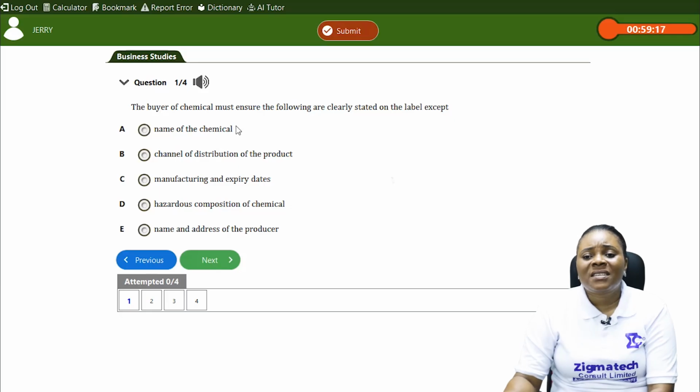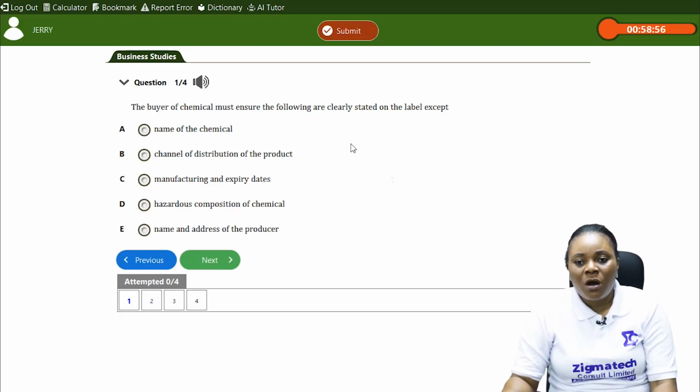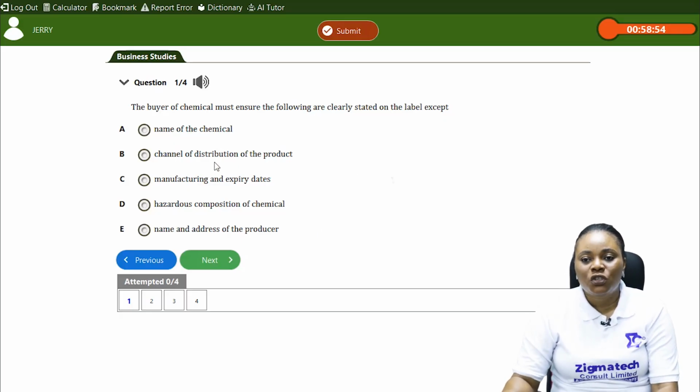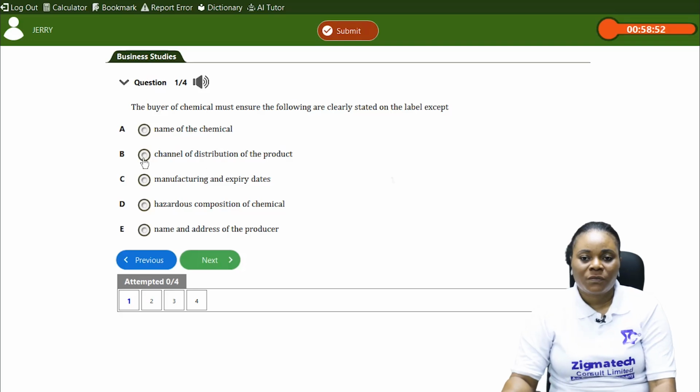The name of the chemical is important to be on the label. The manufacturing and expiry date is important to be on the label. The hazardous composition of the chemical is important to be on the label. Also, the name and the address of the producer or the company or the factory where the product is from is expected to be on the label. The odd one out is the channel of distribution of the product.